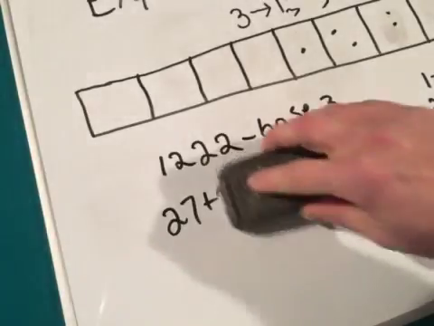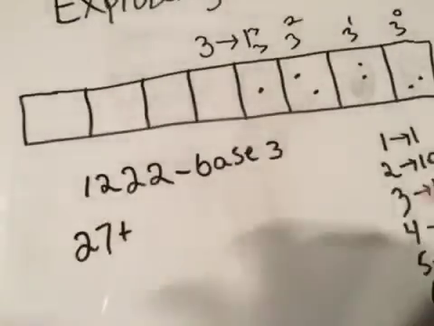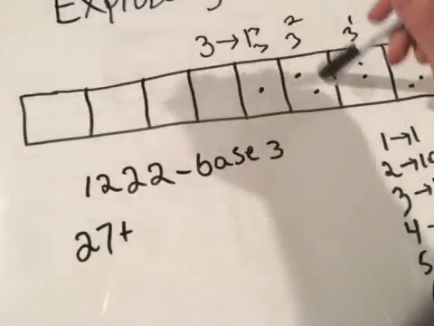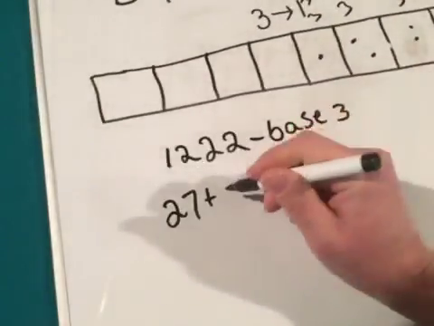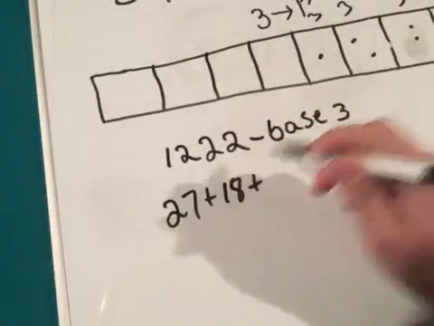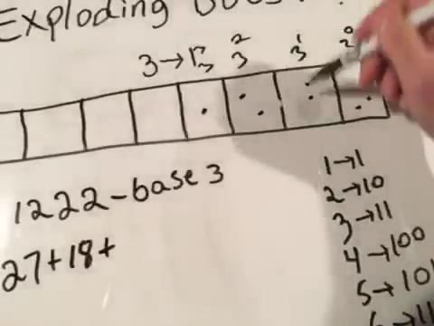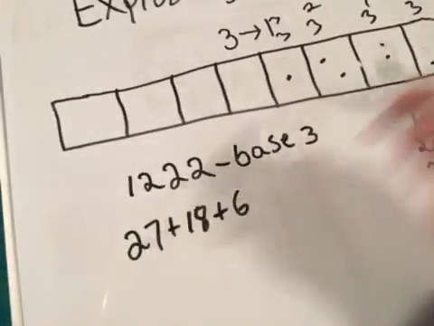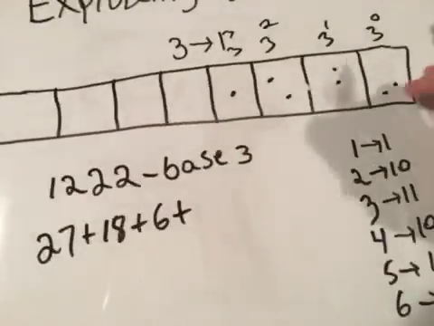So I made a mistake here, right? Because we have 3 cubed is 27. This is like 9, but I have 2 9s. So I have 18. And then I have 2 3s, right? Because this is my 3s, but I have 2 of them. So that's like 6. And then I have 2 1s.